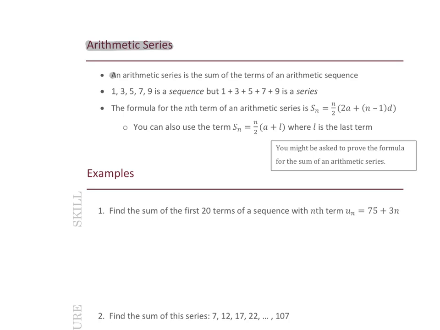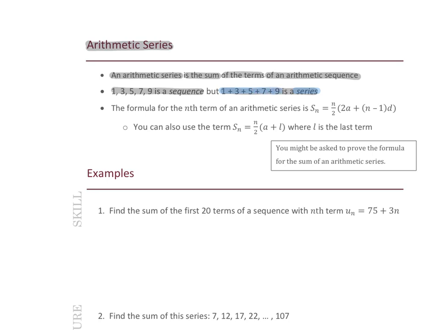So firstly, the definition of an arithmetic series. This is the sum of the terms of an arithmetic sequence. So that means we take the terms and we add them up. So 1, 3, 5, 7, 9 is a sequence, but 1 plus 3 plus 5 plus 7 plus 9 is a series. So crucially with a series, what we're doing is we are adding these up here.